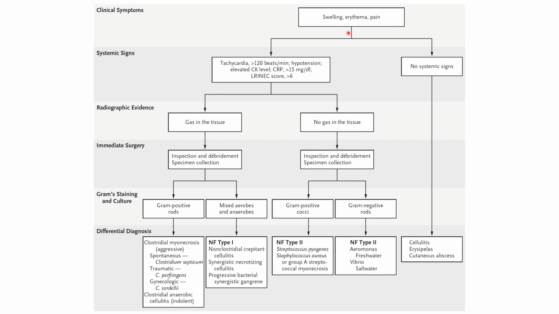These infections start with the usual symptoms of swelling, erythema, and pain, and what we look for is signs of systemic nature. So tachycardia, essentially the SIRS, as well as markers of inflammation, so CRP. Elevated CK level can quickly indicate that there is significant muscle damage, so myonecrosis is going on, and there is a risk score that we will not discuss here.